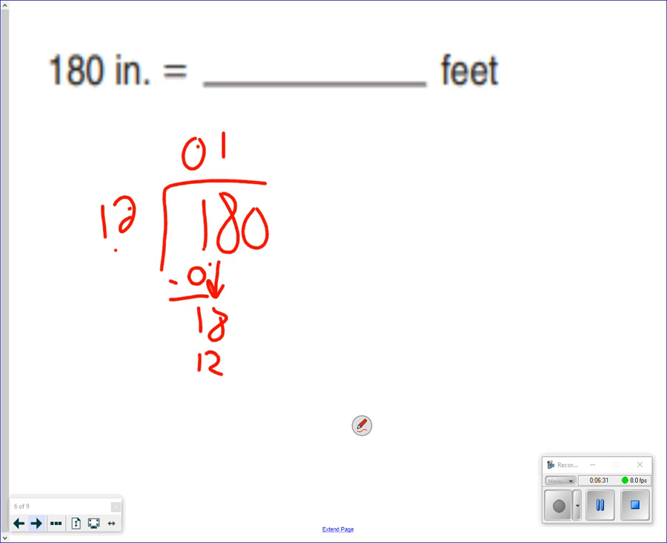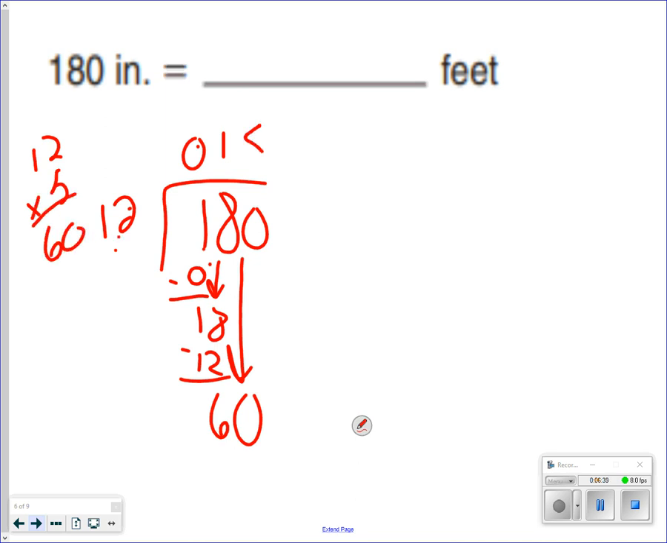We got a 12. Subtract, I got a 6, bringing down the 0. 12 times 5 equals 60. Let's put a 5 there. We got a 60 here. We're going to subtract. We got 0. 15 feet is my answer.